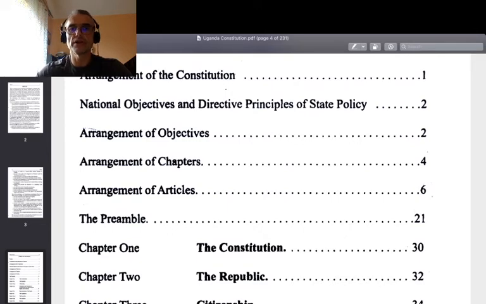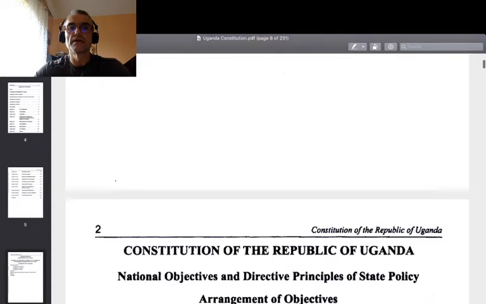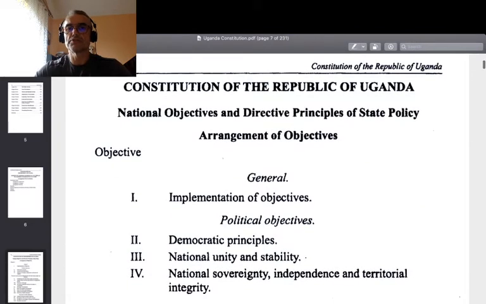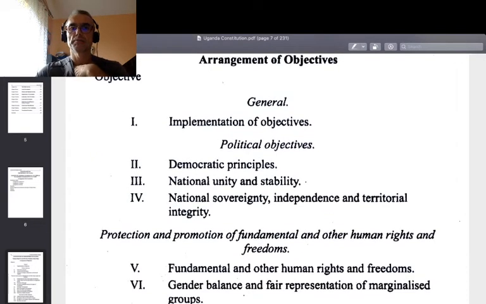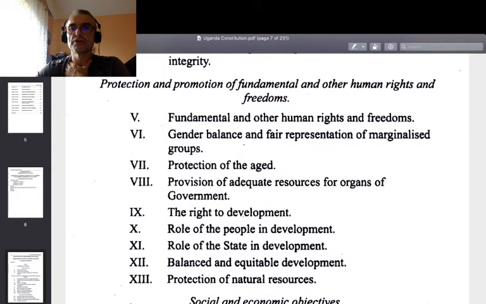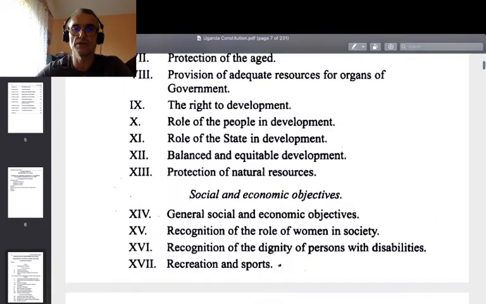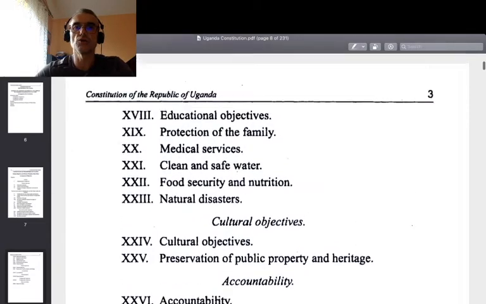First of all, the national objectives. Let's go there. National objectives and directive principles of state policy, arrangement of objectives, implementation, democratic principles, national unity and stability, national sovereignty, independence and territorial integrity, fundamental and other human rights and freedoms, gender balance and fair representation of marginalized groups, protection of the aged, the provision of adequate resources for organs of government, and so on. And you have a whole list of those national objectives.